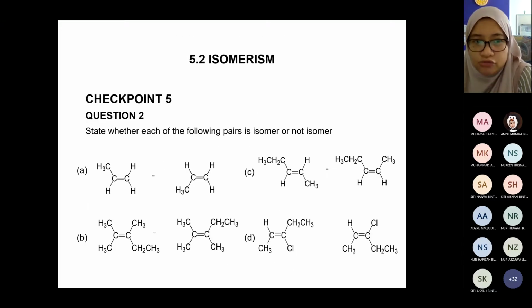Okay, alright. Question 2, checkpoint 5. State whether each of the following pairs is isomers or not isomers. Okay, guys, give me the answer. Okay, A, is it isomers? We have geometrical isomers for A. Yes. Are you sure?